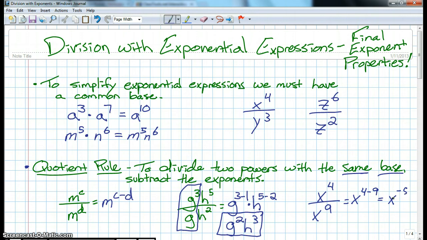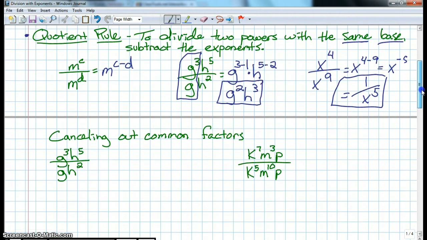You know that we can't have a final answer with a negative exponent, so we must rewrite this. x to the negative fifth is 1 divided by x to the fifth. Just want to make sure you're paying attention. So that would be my final answer for this second example here. All right, we're going to move on down.